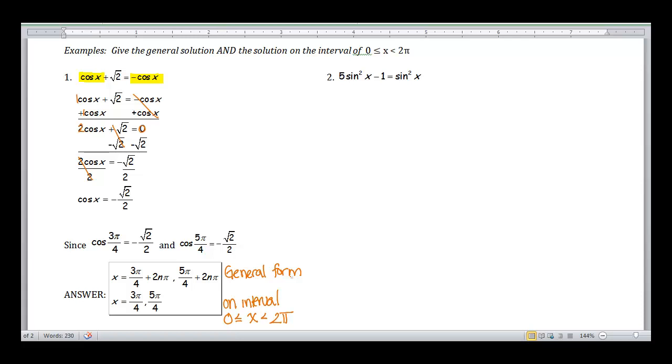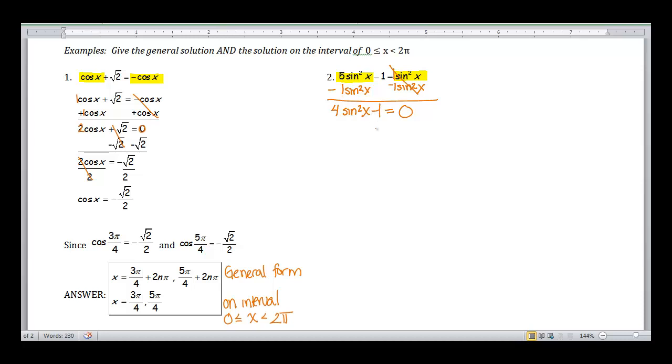Let's now take a look at example 2. Again, I have like terms of 5 sine squared and 1 sine squared. For me to combine those, I need to get them on the same side of the equal sign. So I'm going to subtract 1 sine squared from each side. That'll cancel out everything on the right, leaving me 0. And 5 minus 1 is 4 sine squared.